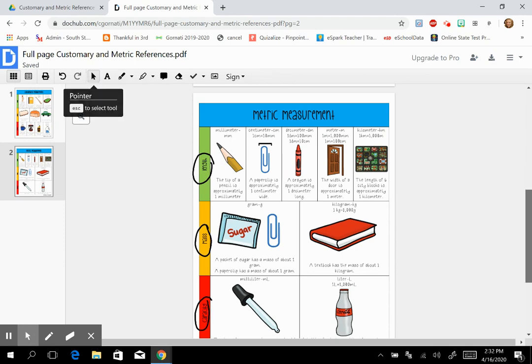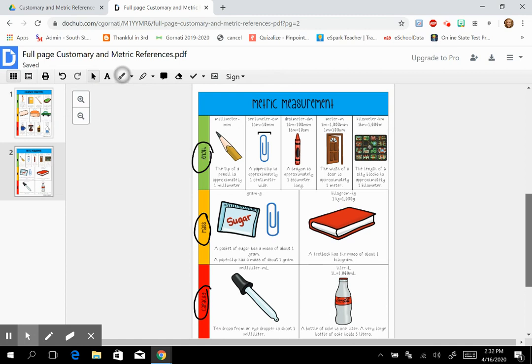Let me see if I can recenter this a little bit. There we go. So length, we have millimeter, centimeter, decimeter, meter, and then kilometer. In third grade, we don't really worry about decimeter that much. So let's talk about millimeter. Millimeter is teeny, teeny, tiny, tiny. It says the tip of a pencil is about 1 millimeter. Even centimeter is tiny. It's smaller than the inch that you learned about last week. It says a paper clip is approximately 1 centimeter wide.